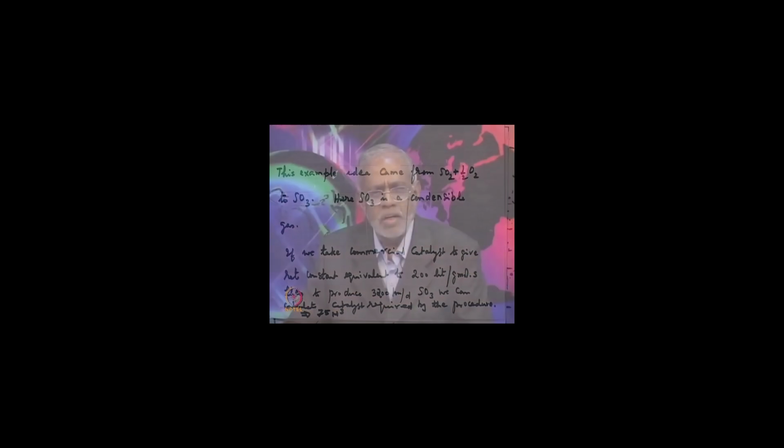Okay. Now, if you are looking at a commercial catalyst, just making an estimate whose rate constant, let us say, is 200 liters per gram mole second, then to produce something like 3200 tons per day of sulfur trioxide, we can easily calculate based on the numbers that we have taken, it will require about 75 cubic meters of catalyst. Or in other words, a plant producing about 3200 tons per day of sulfur trioxide will actually use up about 75 cubic meters of catalyst. This is the kind of numbers that we estimate.